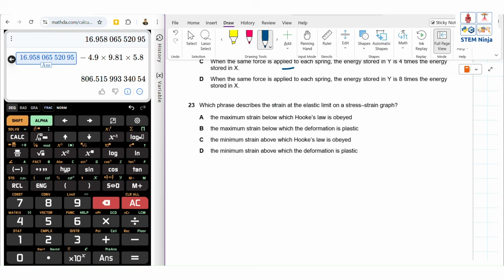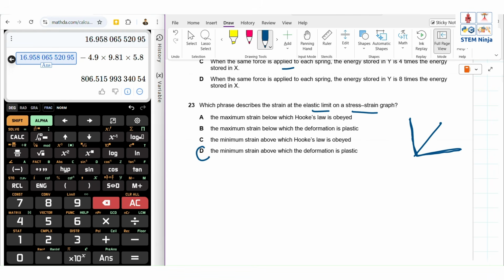Which phrase describes the strain at the elastic limit on a stress strain graph? The maximum strain below which Hooke's law is obeyed. Stress strain graph. Okay. Stress strain graph, the straight part is where we use to find out the Young's modulus. The maximum strain below which the deformation is elastic. The minimum strain above which Hooke's law is obeyed. Minimum strain above which deformation is plastic.